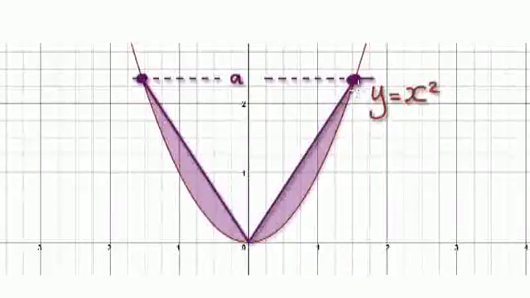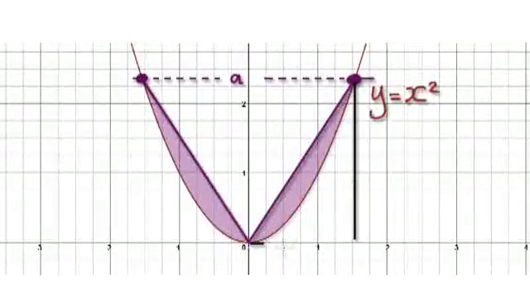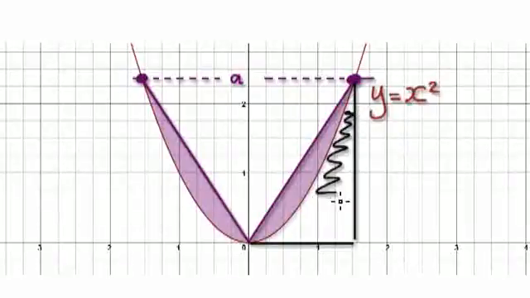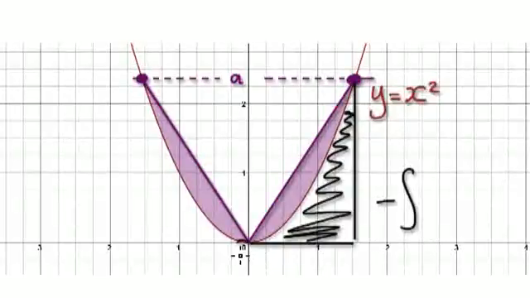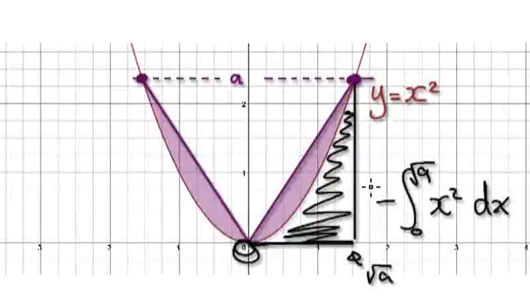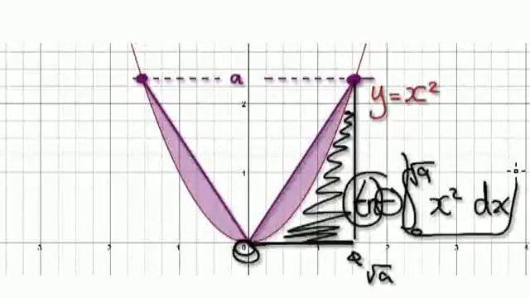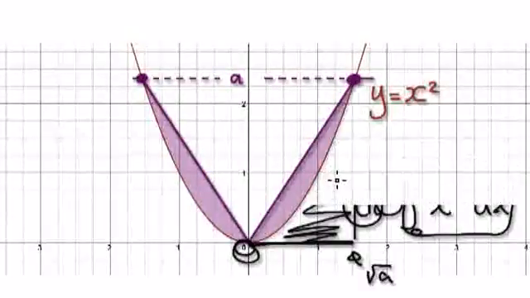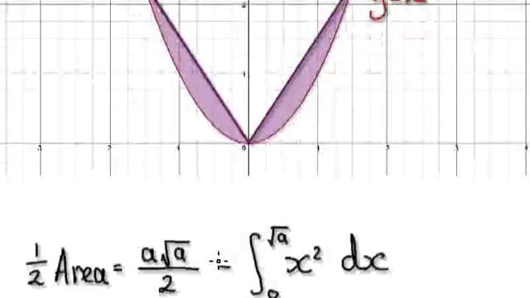But then you need to take away this area here. So then you need to take away the integral from 0 to root A. So this bit here is root A, from 0 to root A of x squared dx. Okay, so you need the triangle here, take away that. So this is one way of doing it.